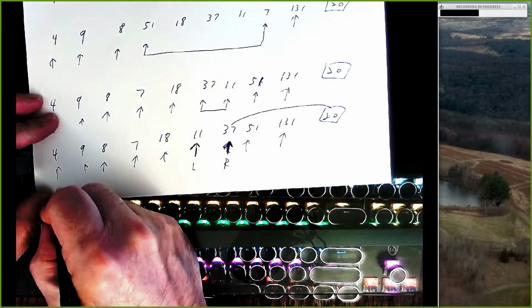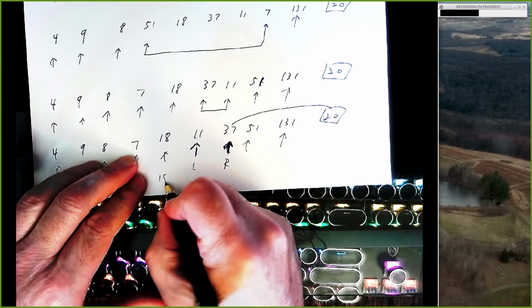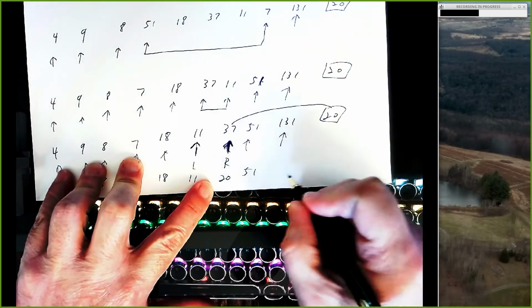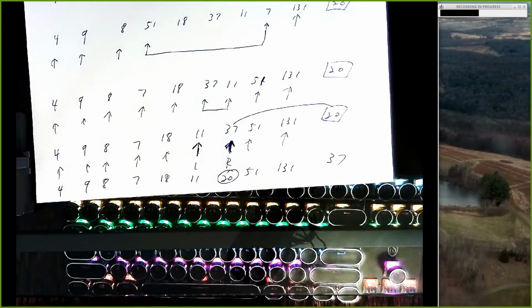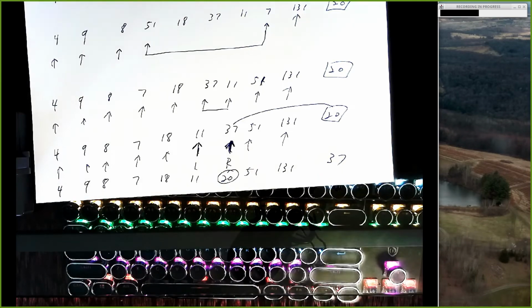And so our final value of our array will look like this. The 37 swaps with the pivot. And this number is now in the correct location. So all of those are less than 20, all of those are bigger than 20.